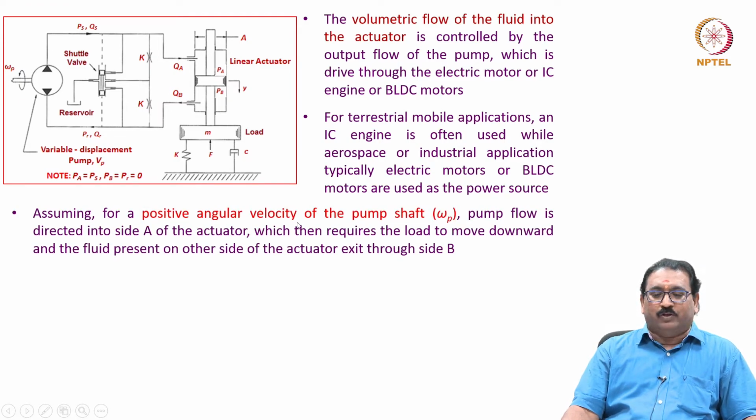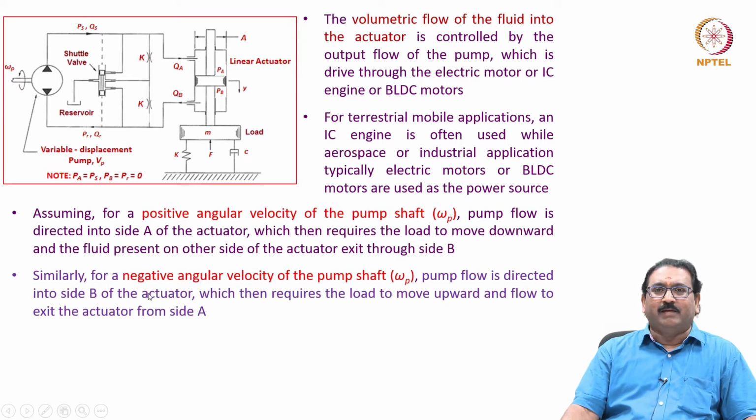Assuming a positive angular velocity of the pump shaft omega p, pump flow is directed into side A of the actuator, which then drives the load to move downward, and the fluid present on the other side of the actuator exits through side B. Similarly, for a negative angular velocity of the pump shaft, pump flow is directed into side B of the actuator, which then requires the load to move upward, and the flow present at the A side will exit the actuator from the A side.